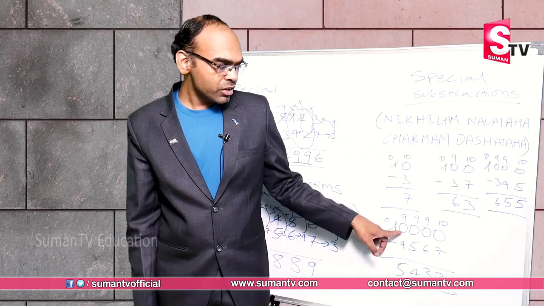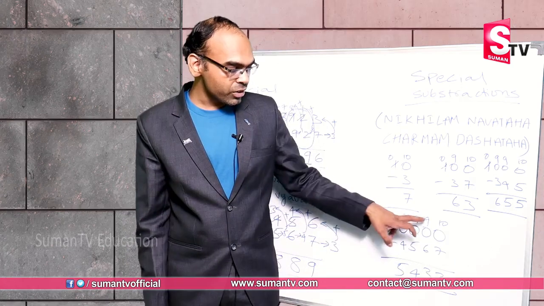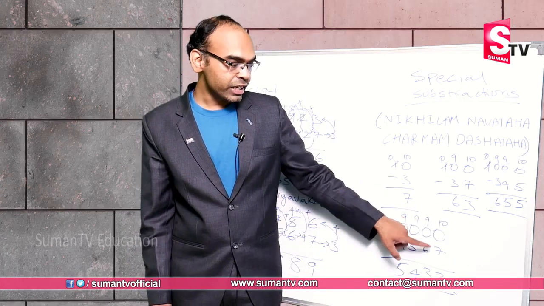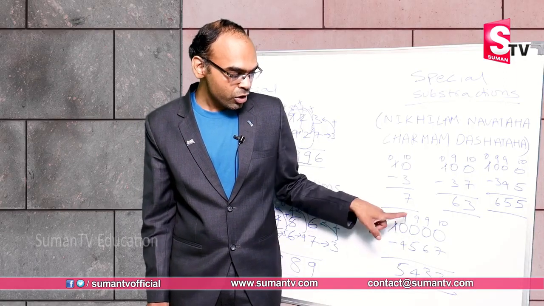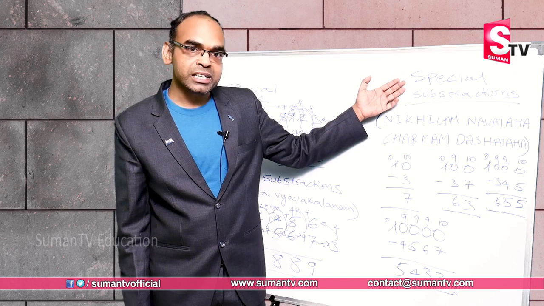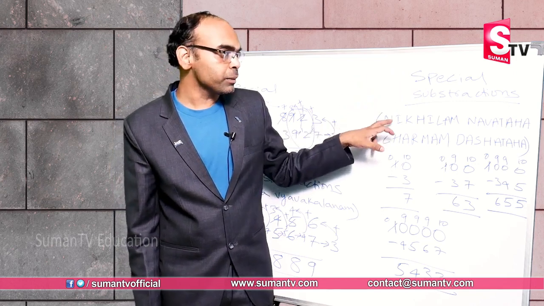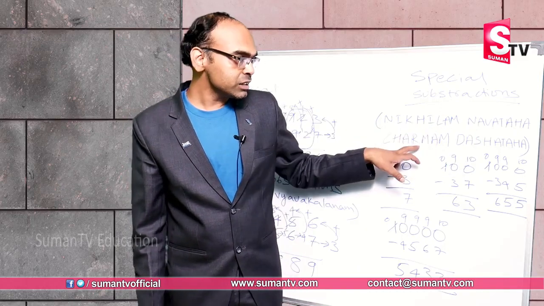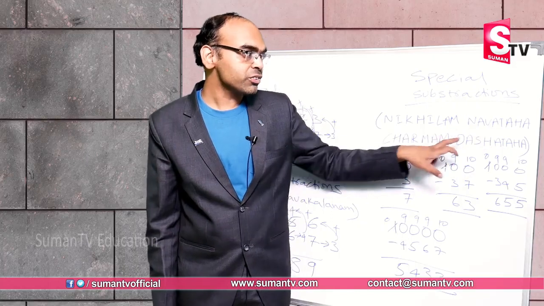Suppose you observe 10,000 minus 4567. Here all from 9, last from 10. 10 minus 7 is 3. 9 minus 6 is 3. 9 minus 5 is 4. 9 minus 4 is 5. These all come under special subtractions. Here we apply the Vedic math principle Nikhilam Navatashcaramam Dashatah. That means all from 9, last from 10.